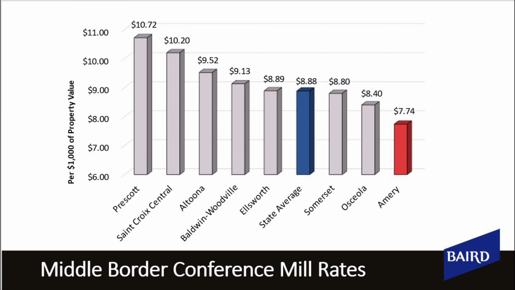How does this relate in regards to our neighbors? This is our athletic conference, the Middle Border Conference, running from Prescott on the left all the way through Amery on the right. We are the red bar at 774. The reason this is not 798 is that these are all trailing by a year because we don't have information for these other districts. In the 7s, we are the lowest, significantly so in most cases, of all of our Middle Border Conference neighbors. So we are doing well financially in regards to our debt.